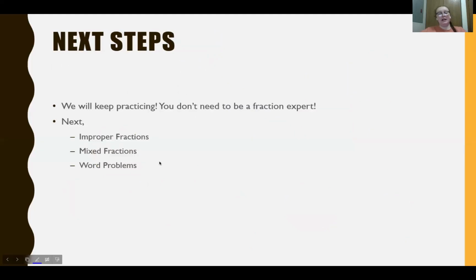So after today, we are going to keep practicing. You don't need to be a fraction expert yet, but you will be eventually because we're going to practice so much. And this is just your building blocks. So after we do a little bit more practice with basic fractions, we're going to look into improper fractions, mixed fractions, and word problems. So then we can really see how fractions are used in all sorts of different ways.